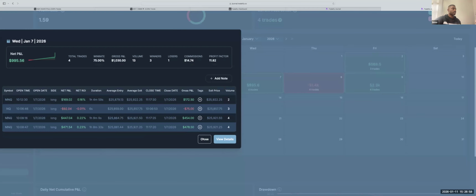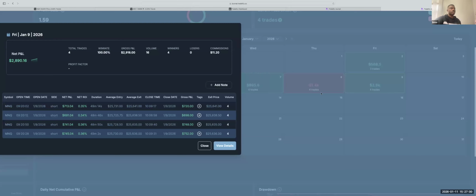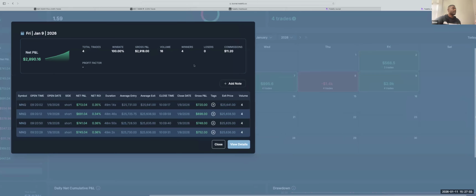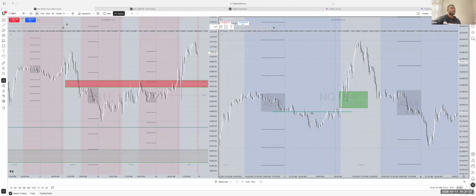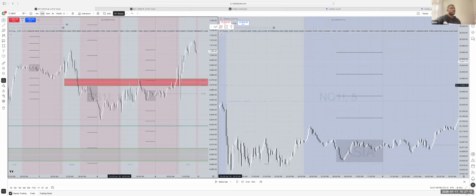And obviously you can see there's the wins there. The last trade I took was actually on Friday. I typically try not to trade on Fridays because I know most likely it's going to be a counter trend week. And this is the reason why.